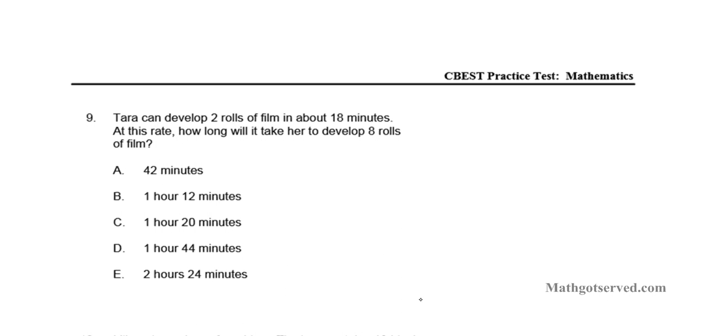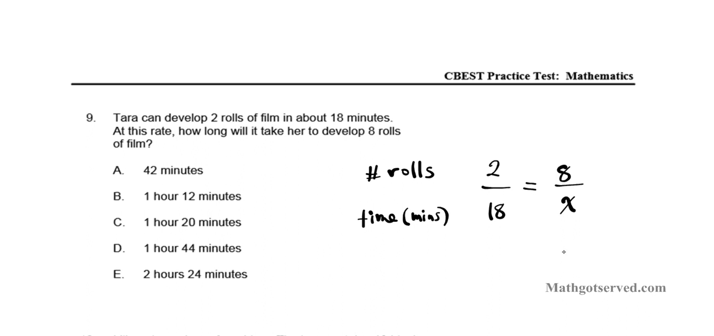So this is similar to the kind of question we did before. We want to set up a proportion. Let's say number of rolls for the numerator, and then time in minutes as the denominator. You have to be careful with the units, okay? So we have 2 rolls per 18 minutes. And then we ask, how long will it take her to develop 8 rolls? So 8 rolls in x minutes, because I don't know what it is.